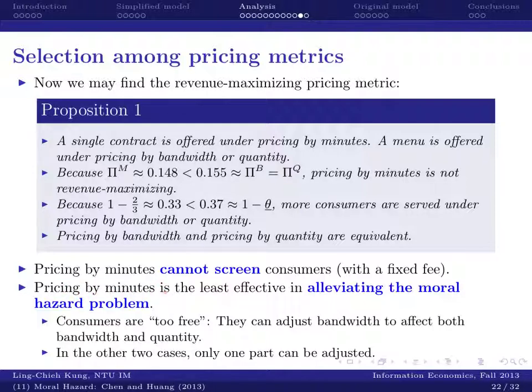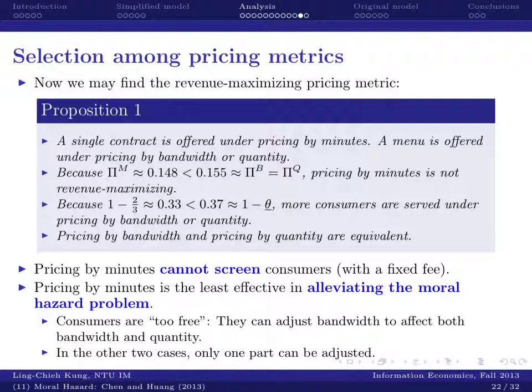Also, pricing by minutes is the least effective in alleviating the moral hazard problem. What does that mean? Moral hazard problem comes from the fact that consumers can do after-sales selection, and we care about how large is the room for consumers to do the adjustment or to do the selection. If we use pricing by minutes, then consumers are too free. Why? In that case, consumers adjust bandwidth, and the bandwidth is going to affect both bandwidth and quantity when minutes are fixed. But in the other two cases, only one part can be adjusted.